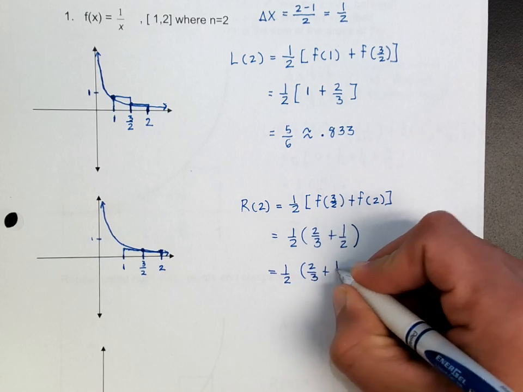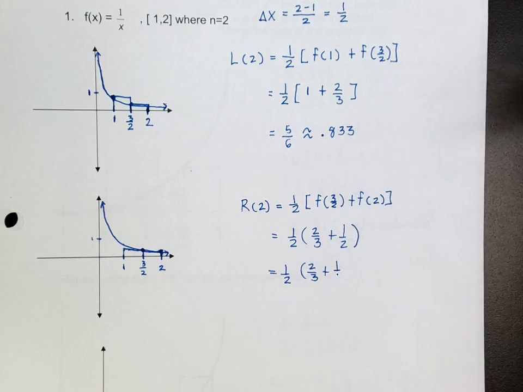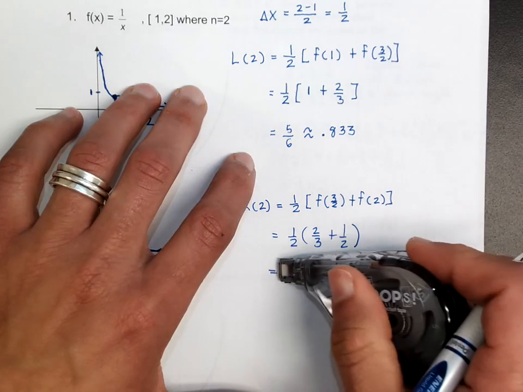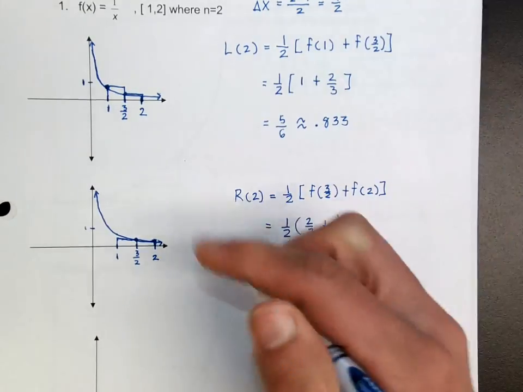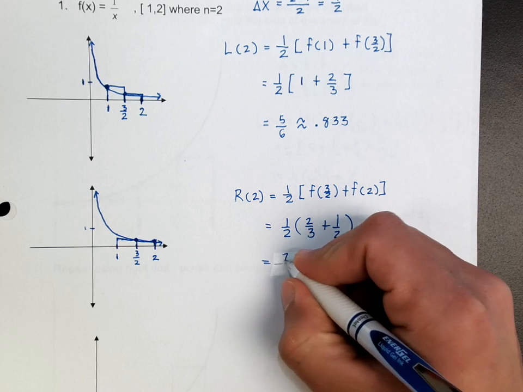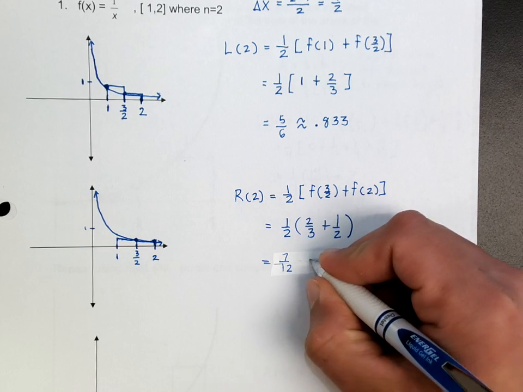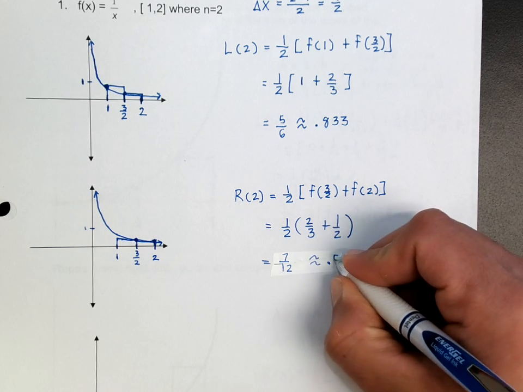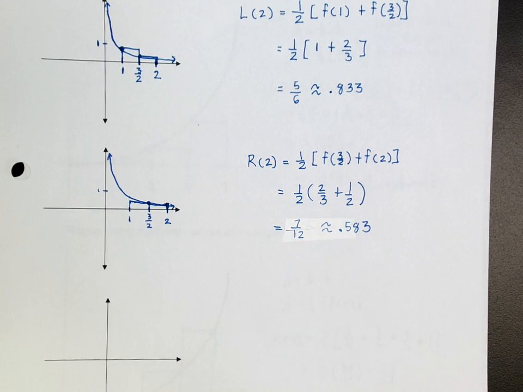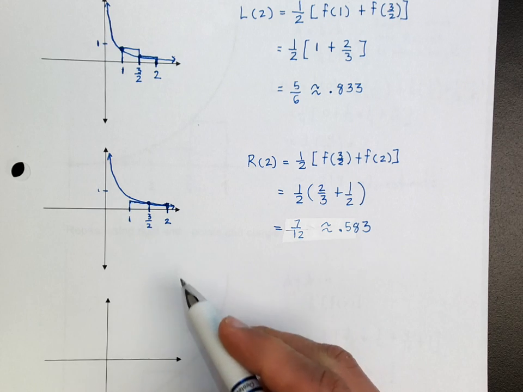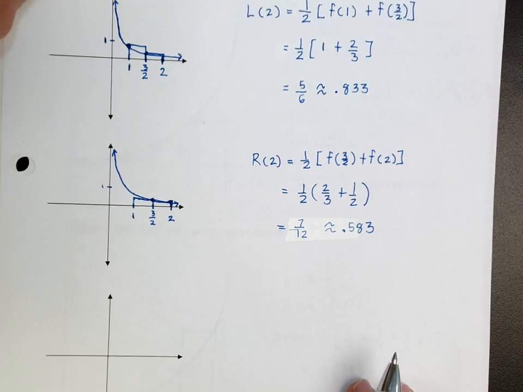So this is equal to 1/2 times 2/3 plus 1/2. Oh, I'm sorry, I'm just copying randomly now. So that's equal to 7/12, which is approximately 0.583. Hopefully I did this right, because this is going to be an underestimation.